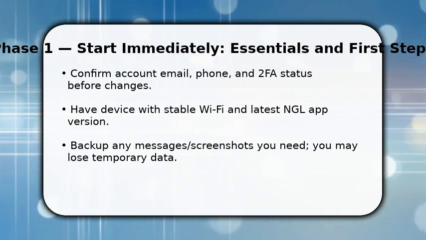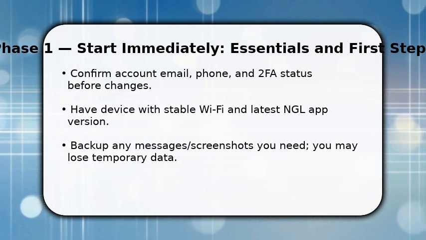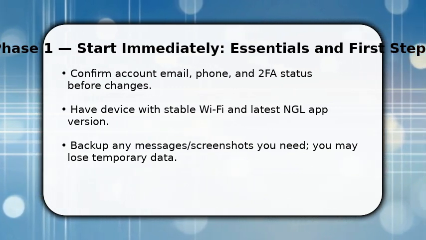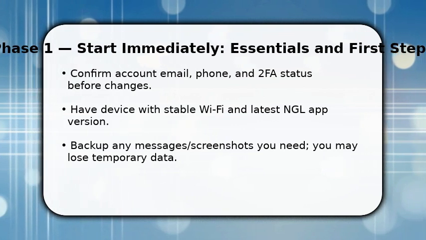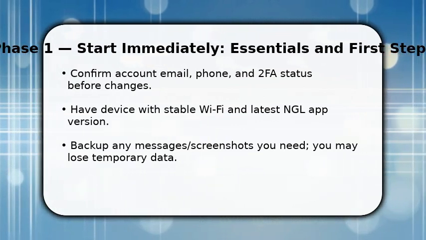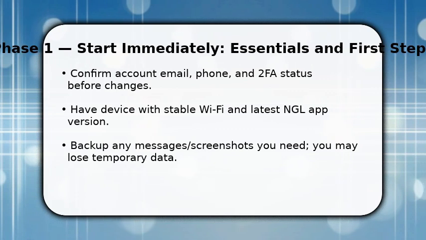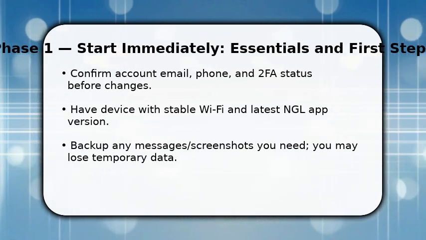Make sure you're on a secure Wi-Fi or mobile data connection, and back up any chats or screenshots now because adjusting settings can remove transient data. This ensures you won't be locked out while you proceed to change permissions and appeals.